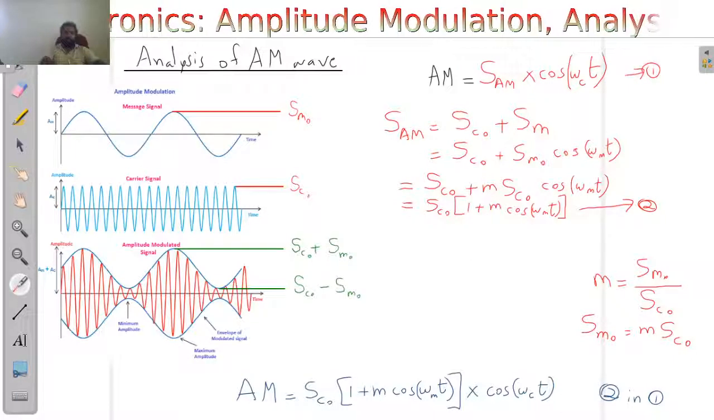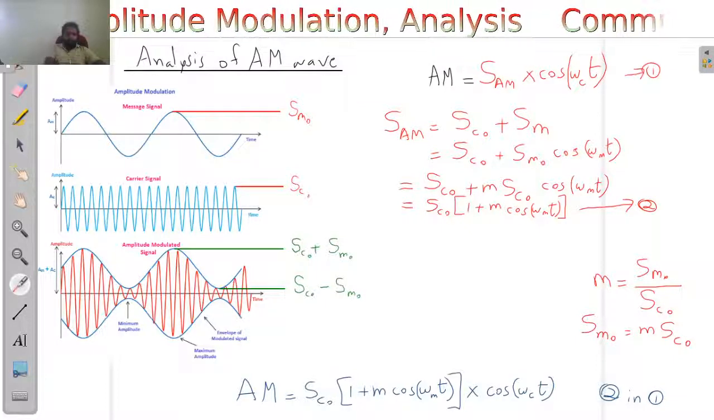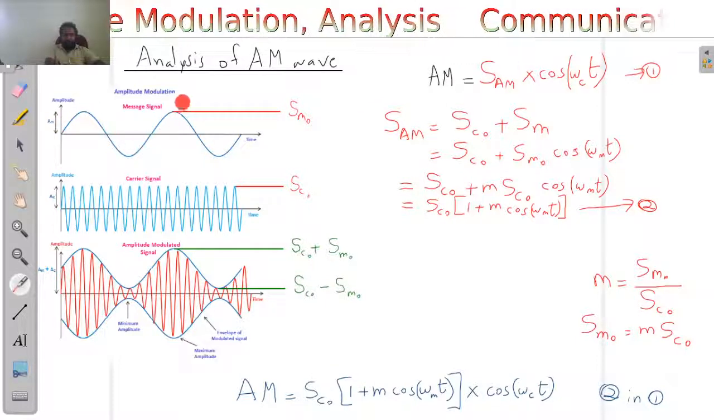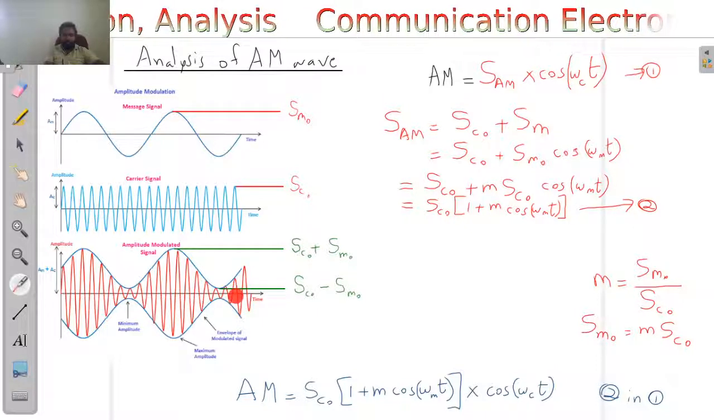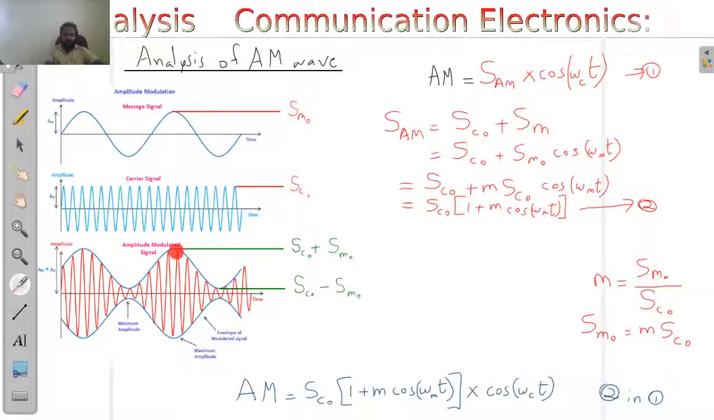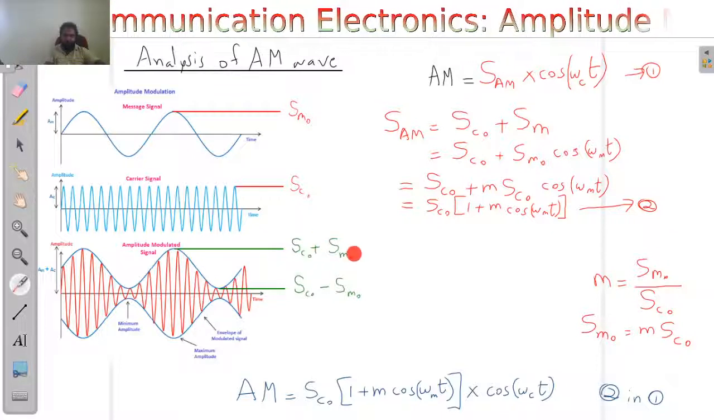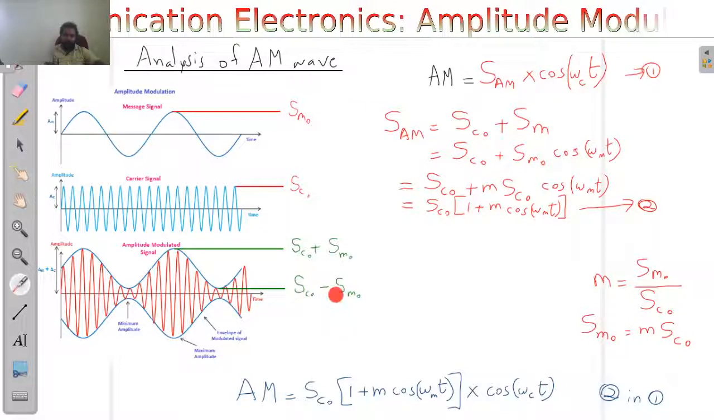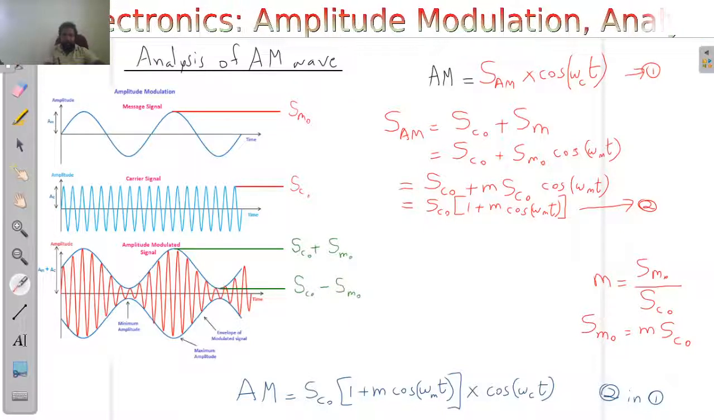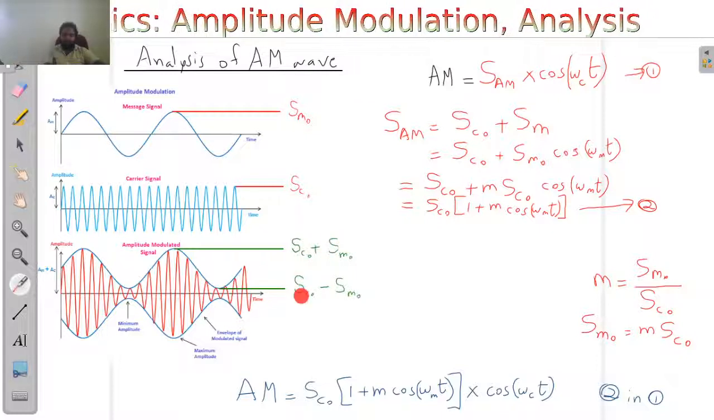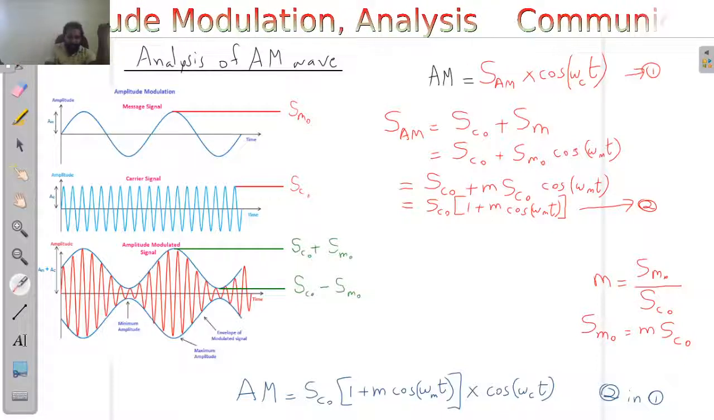Now let's go to the analysis of the AM wave. I have brought the previous diagram where you have the message signal, your carrier signal, and the amplitude modulated signal. When you have the amplitude modulated signal, you can see that the peak of the amplitude modulated signal is the sum of SC0 plus SM0. The trough is SC0 minus SM0. So this peak amplitude varies between SC0 plus SM0 and SC0 minus SM0. So our amplitude modulated wave has a variation like this.